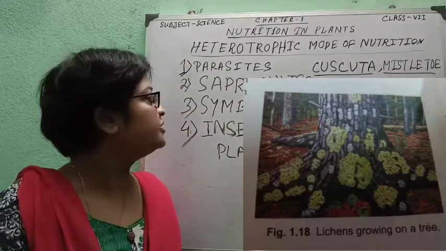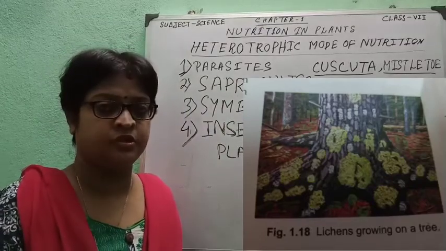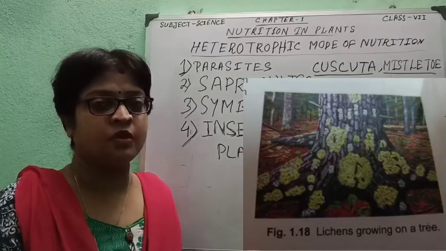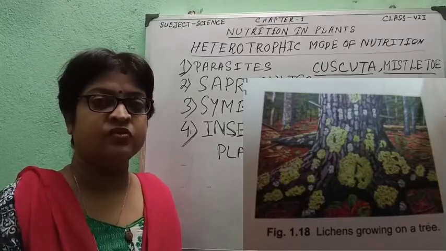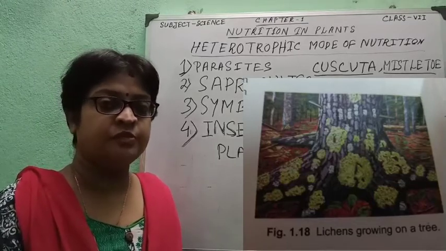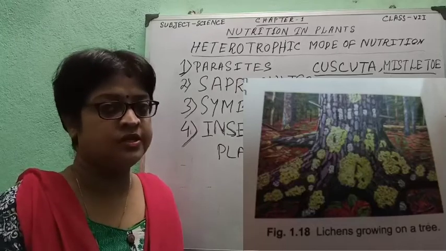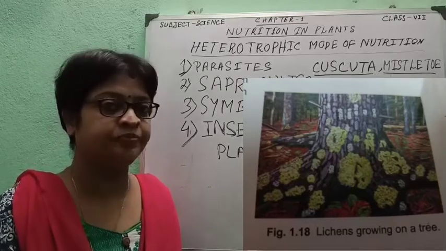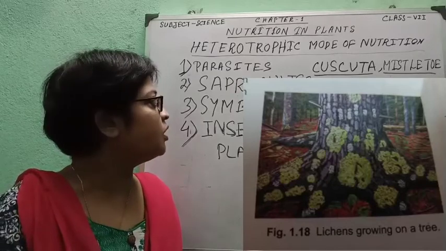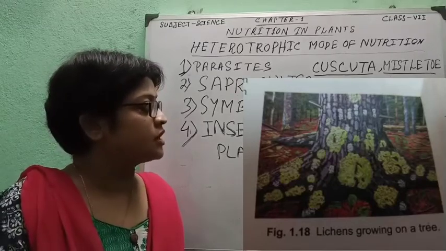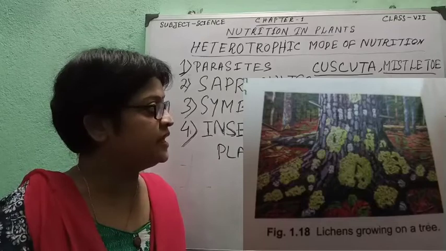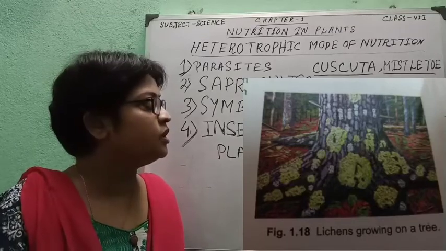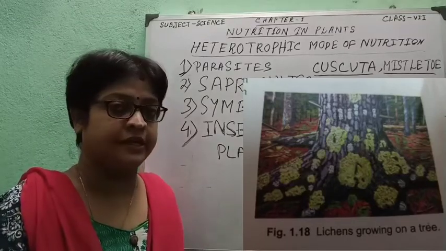Let's know about symbiosis. Two different types of organisms that live and work together for their mutual benefit are called symbiosis. So, examples of symbiotic organisms are lichen and rhizobium. Let's know about the lichen.